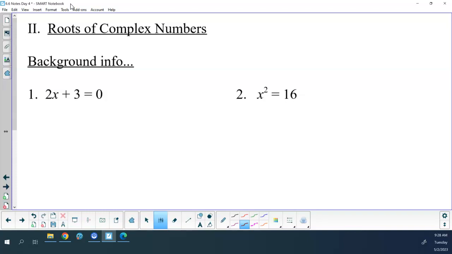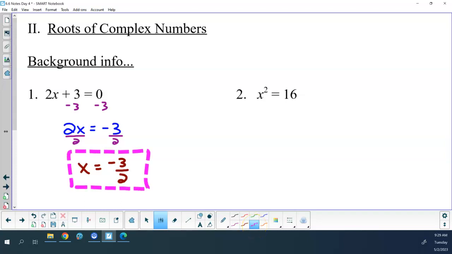Subtract 3 from both sides? Yep. We would subtract 3 from both sides. Good with that. Then that would give us 2x equals negative 3. Divide both sides by 2. Giving me x equals negative 3/2. And that is the root of that equation, the root of that problem, the solution to that problem.